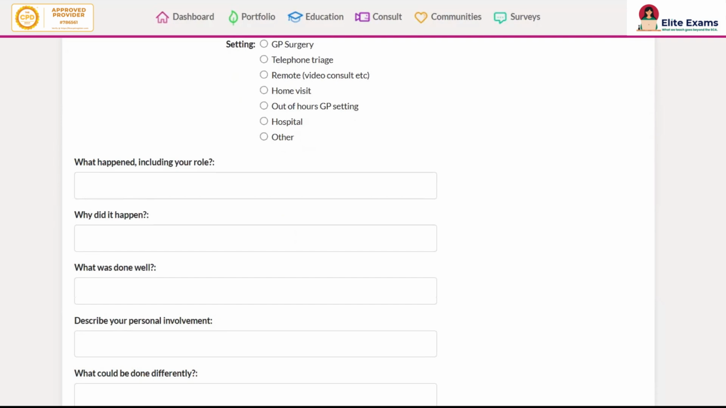In my case, I said I was the ST1 on duty. I went to collect a sample. It was a busy shift. I did not label. It was rejected. Why did it happen? Well, just explain why it happened. I honestly forgot to label.